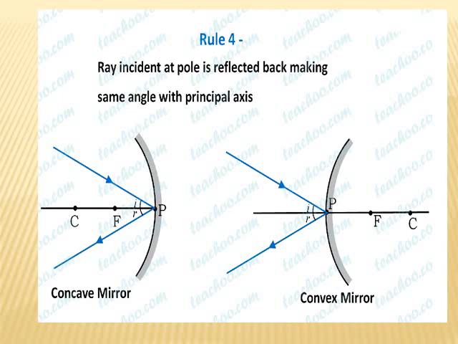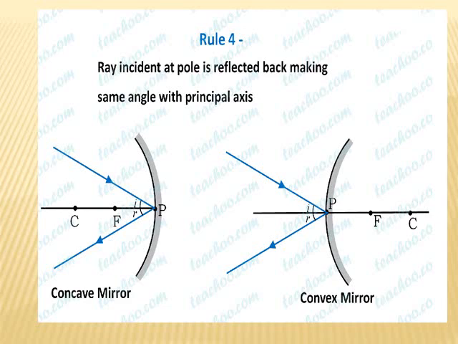Any ray which is oblique and passes through the pole of the mirror is reflected in such a way that the angle of incidence is equal to the angle of reflection. So here, above the principal axis, there is a ray that we call the incident ray. It falls on the point P, the pole of the mirror. Here is the reflecting surface at P. So it is reflected downwards.